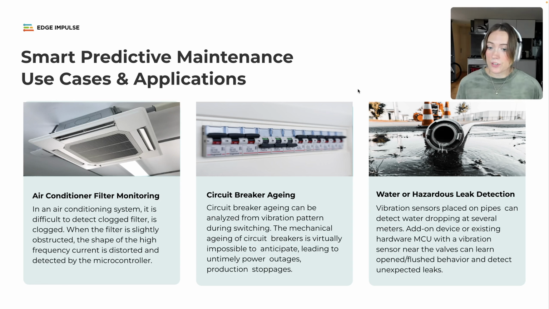We can also detect circuit breaker aging from things like the vibration pattern during switching. And you can also use the current analysis in our anomaly detection model as well. You can even do things like water or hazardous leak detection through water dropping at several meters with an add-on device or existing hardware can be placed with a vibration sensor near the valves to learn when an open or flush behavior is detected, and we can use that to analyze when leaks are about to occur or are already occurring.